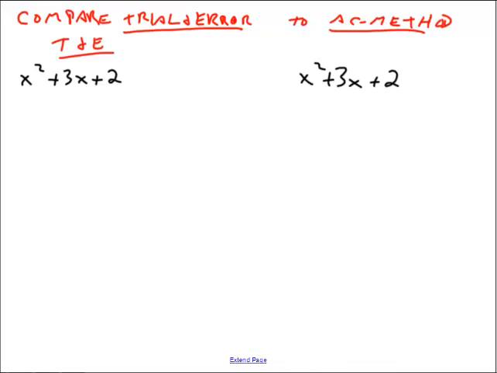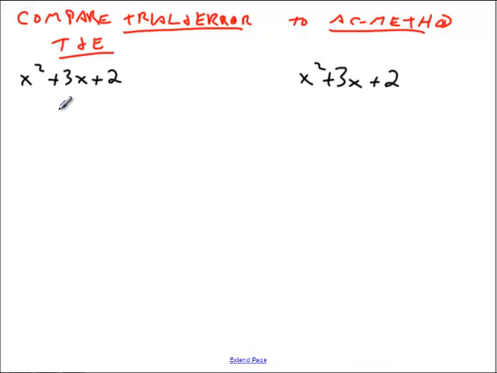I'm going to do something for the end of section 6.4, comparing the trial and error method to the AC method. Trial and error lends itself well to certain circumstances, and the AC method lends itself well to certain circumstances as well. So let's take a look at something like this. We've got an example of x squared plus 3x plus 2. We're going to do that factorization using trial and error and the AC method, and we'll see which one has better options.